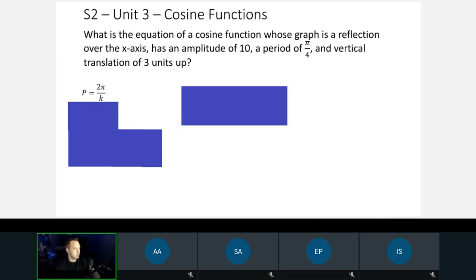And again, remember, tangent and cotangent have a different formula. I don't remember if they want you to create a tangent or a cotangent equation, but make sure you're careful on this problem. I hate for all of you to miss an easy problem because you just assume it's always going to be P equals 2 pi over k.